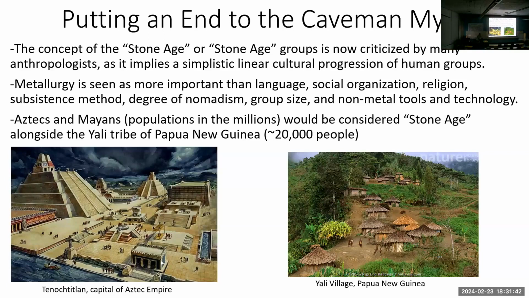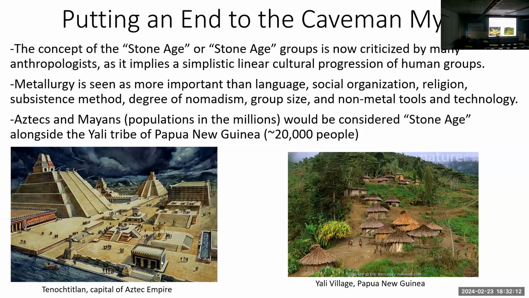For example, the Aztecs and the Mayans, with populations in the millions, really densely populated, organized agricultural societies with a lot of social stratification, would be considered Stone Age, because they used stone tools. They didn't smelt bronze or anything like that. The Aztecs did a little bit, but that was way later, and the Mayans didn't. And the Aztecs didn't for most of their history. So they'd be labeled Stone Age alongside a group like this.